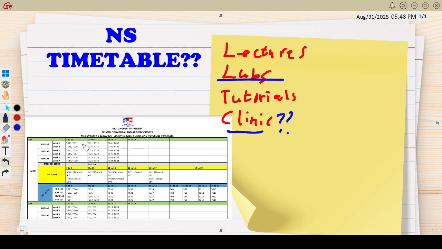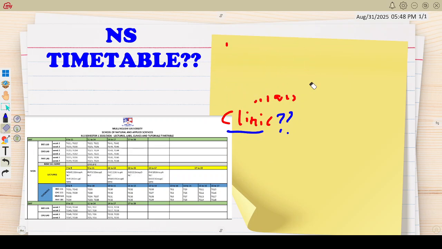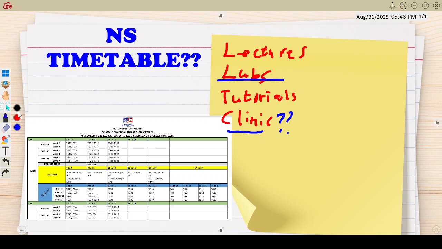And then another concern which I just observed. People are saying your lecture and your tutorial are clashing. That's probably a lie. It can't happen. Your lecture and your tutorial or a lab, these can never collide. The time you have a lecture and a tutorial, it can never happen.